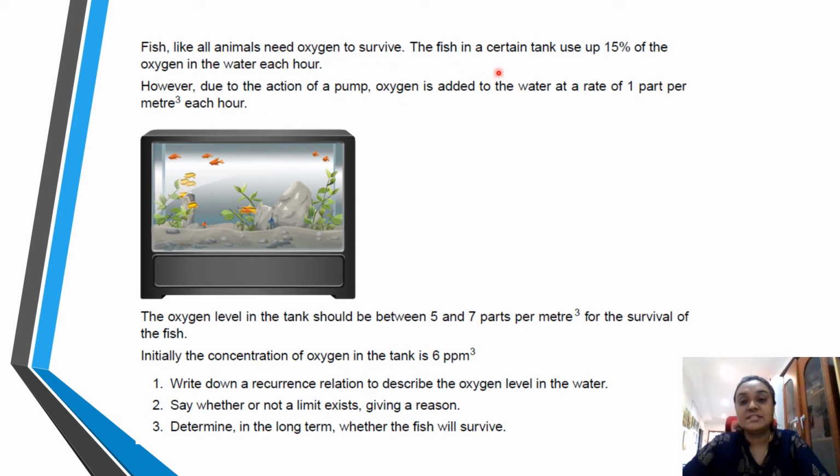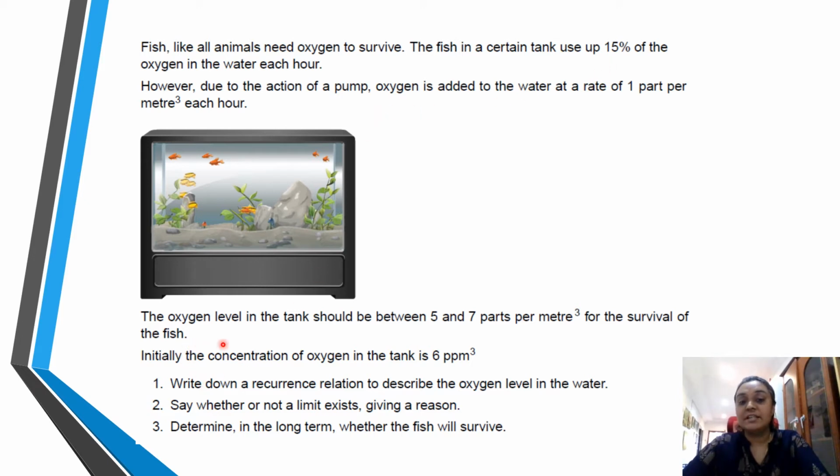The fish in a certain tank use up to 15% of oxygen in the water each hour. So the consumption of oxygen is 15% for an hour. And due to the action of the pump, more oxygen is being pumped into the tank every hour, which is 1 part per meter cube each hour. So 15% of the existing oxygen is being used each hour, and 1 part per meter cube is being pumped into the tank every hour. Okay, so these are the key information you need to pay attention to.